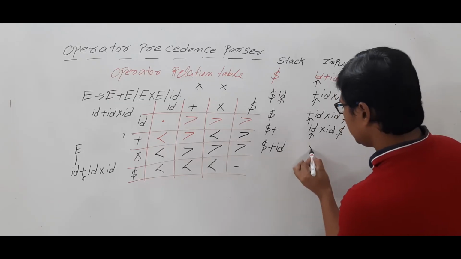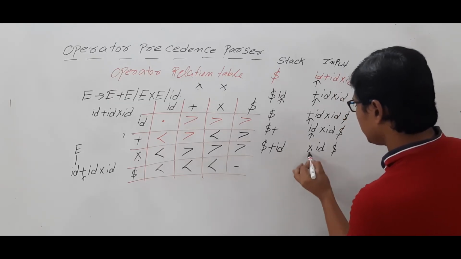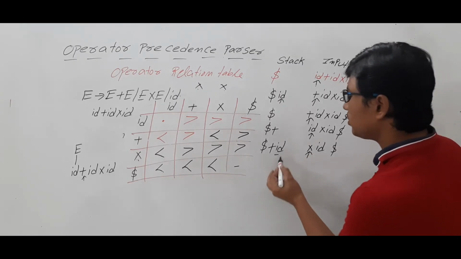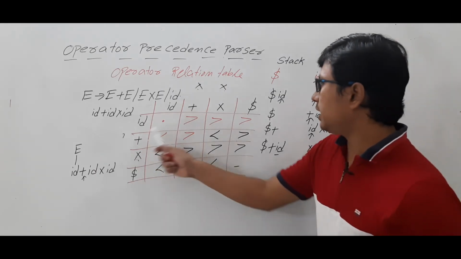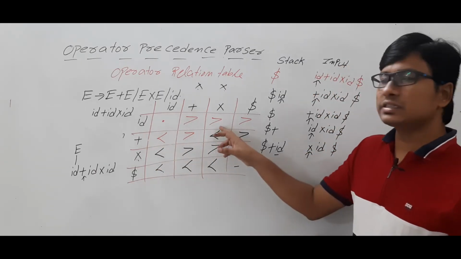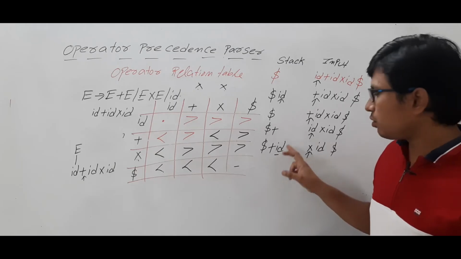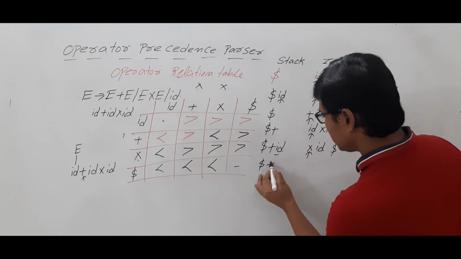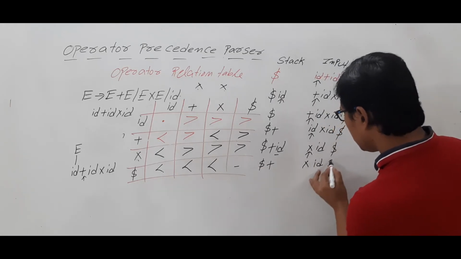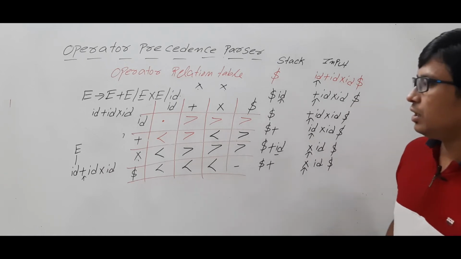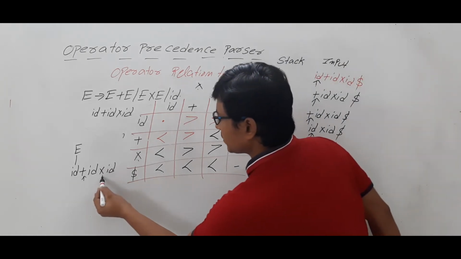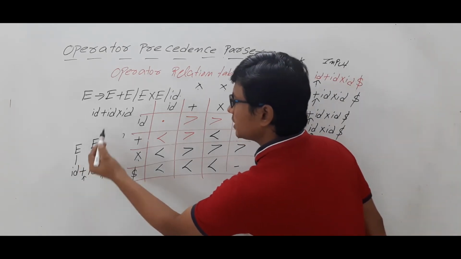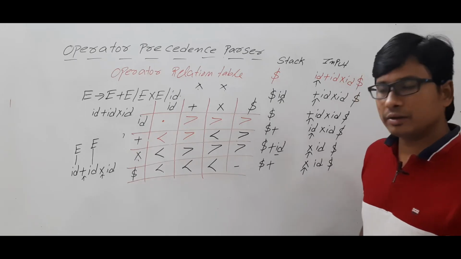Plus id. The input is multiplication id dollar, and the input pointer is pointing to the multiplication, top of the stack is id. Now id and multiplication, it is greater than. If it is greater than, you have to pop it from the stack. So you have the plus and the multiplication here. Now you have to perform the reduction: id you are performing as E.